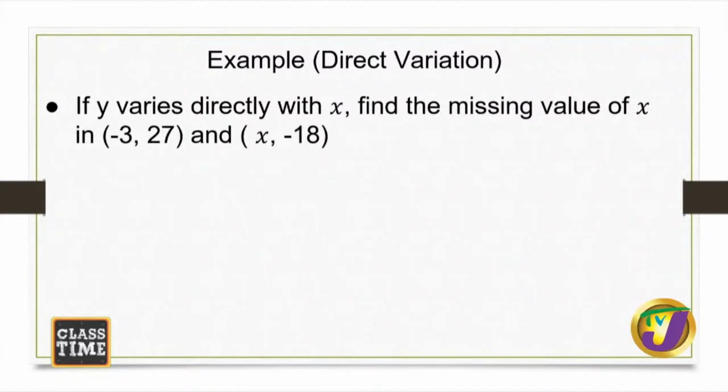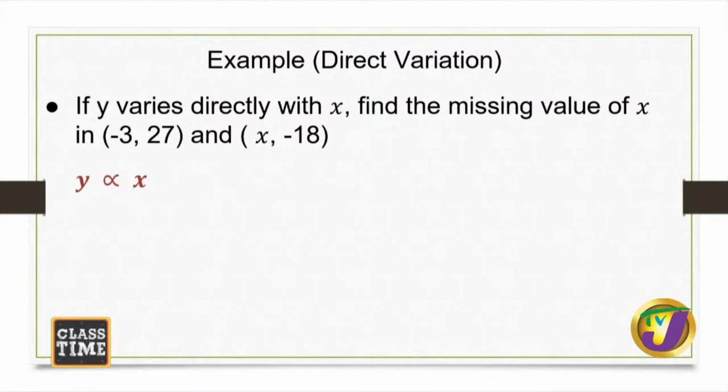All right. Let's jump right in. And I'm loving this example. Now, if y varies directly with x, we're asked to find the missing value of x. And we're given, not k this time, but we're given a pair of x and y values. So we have -3, 27, and x and -18. So we're going to have to be using the pair that has -3 and 27. We didn't have k, but we know how to find it.